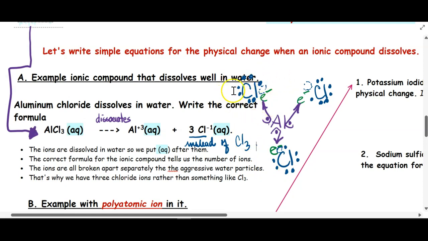So each of these will be attacked. Each of these is attacked by water. All right, a water molecule is grabbing each of these, and pretty soon they're surrounded totally by water molecules. So see how there's going to be 3 chloride ions that are separated by the water particles, and then of course they're going to go after the aluminum plus 3 ion. And that's why we have 3 chloride ions rather than something like Cl3.